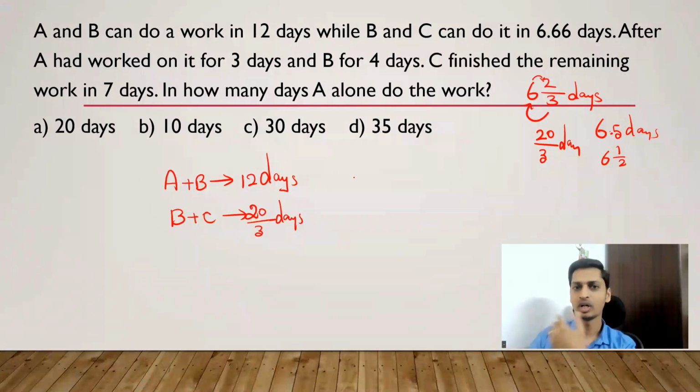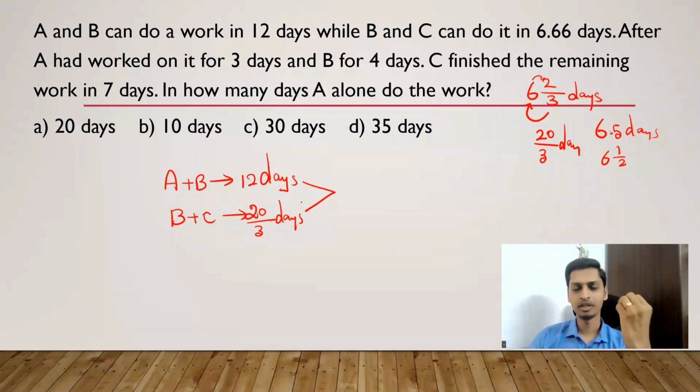Now, we don't know what the total work is. So how do we usually find the total work? We take the LCM of the given values, right? A and B completed the work in 12 days. B and C completed the work in 20 by 3 days. So what is the work? We don't know, so we have to find the total work by taking the LCM of 12 and 20 by 3.